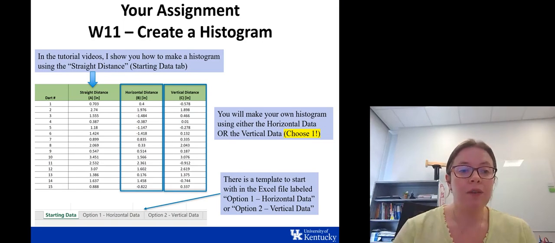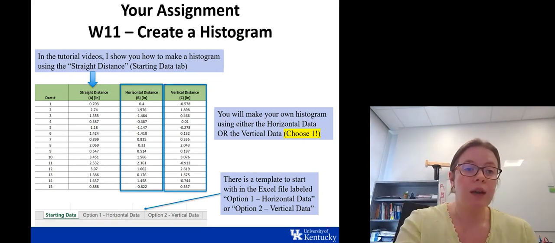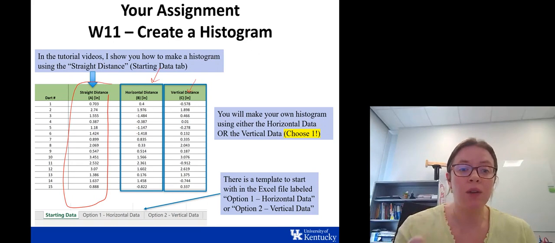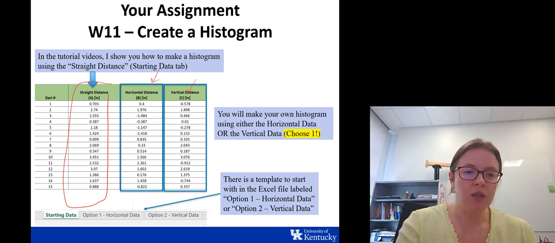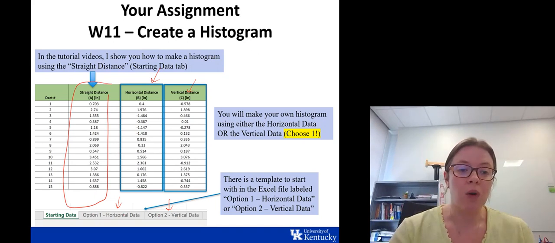Just to give you a preview, in the tutorial videos, I will show you how to make a histogram using the data here called straight distance. And there are 2 other columns of data, horizontal distance and vertical distance. What I want you to do is to choose one of those sets of data, not both. You just need to choose one of them and make your own histogram. At the bottom of the spreadsheet that you open up, there are 2 tabs, one for option 1 horizontal data and one for option 2 vertical data. And there's a template on each of those sheets to get you started to create your own histogram.